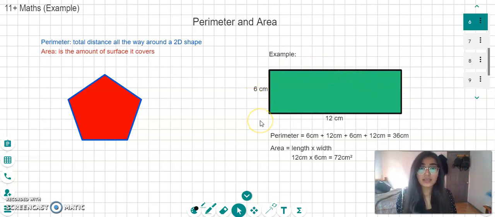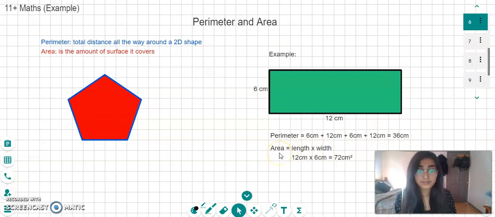So once we've done that, we know all of the lengths for each side of the shape, and all we need to do is add together all these values. So we'll be doing 6 centimeters, add 12 centimeters, add 6 centimeters, add the 12 centimeters to get a total of 36 centimeters. Now always remember your units. Whatever units that they've been using in the question, that's what you'll be using in your answer as well.